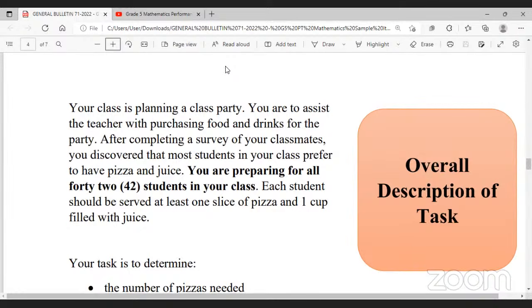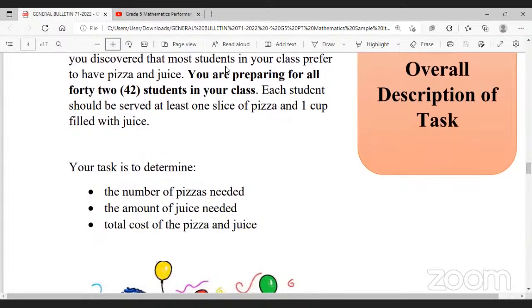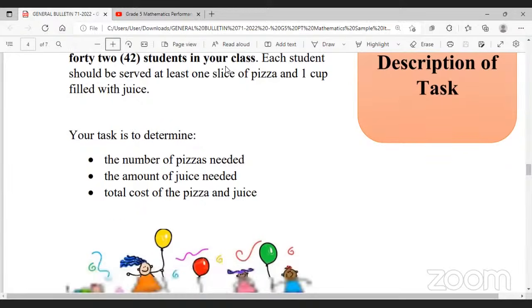you would discover that most students in your class prefer to have pizza and juice. You are preparing for all 42 students in your class. Notice this information is in bold and you must pay close attention to that detail. Each student will be served at least 1 slice of pizza and 1 cup filled with juice. Your task is to determine the number of pizzas needed, the amount of juice needed, and the total cost of the pizza and juice.